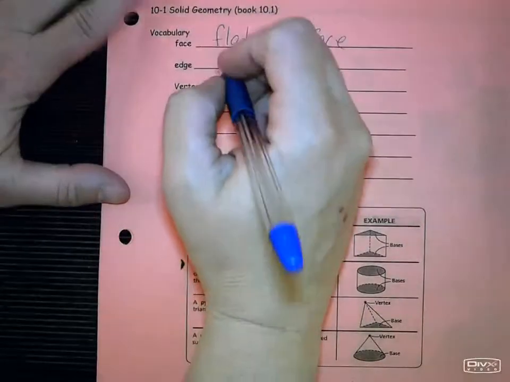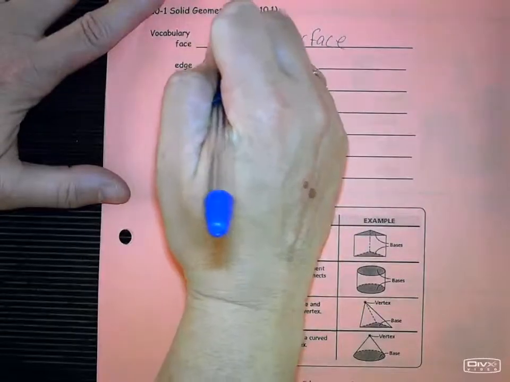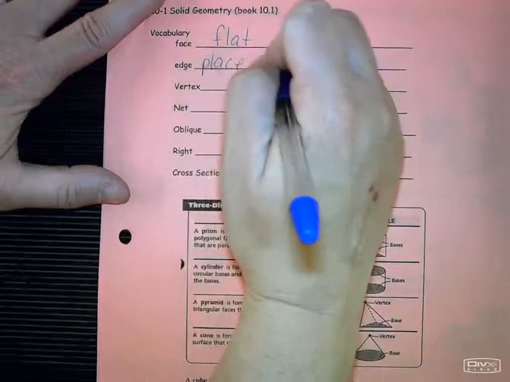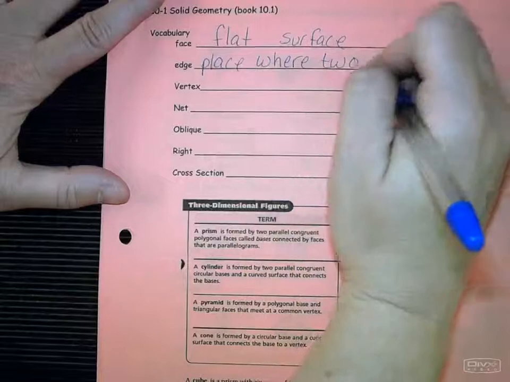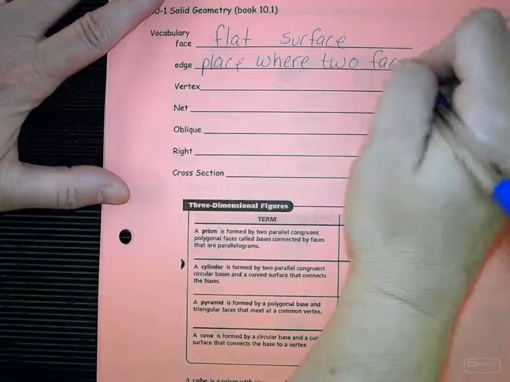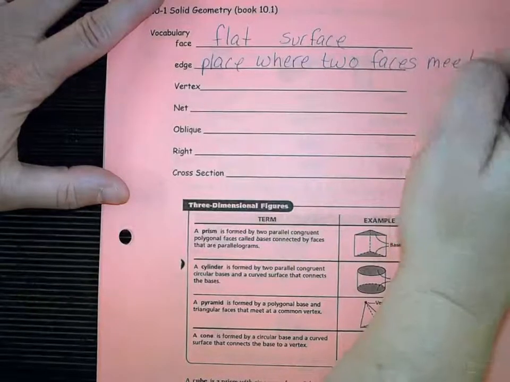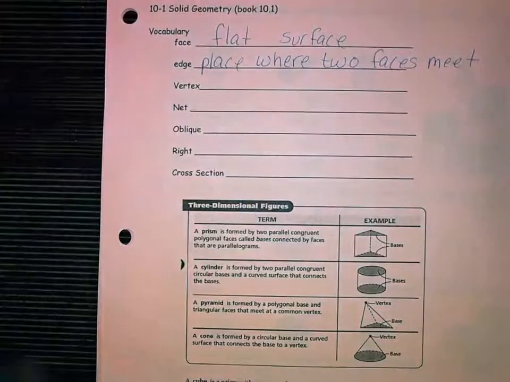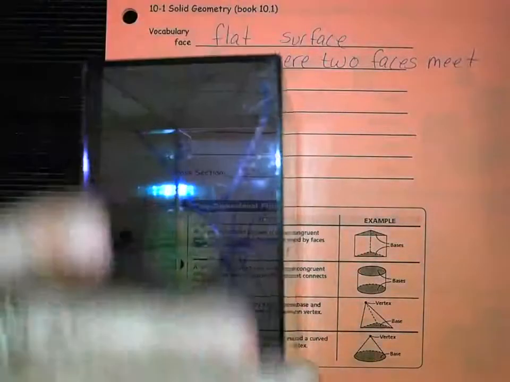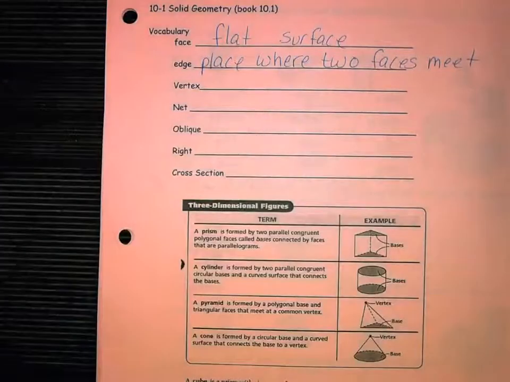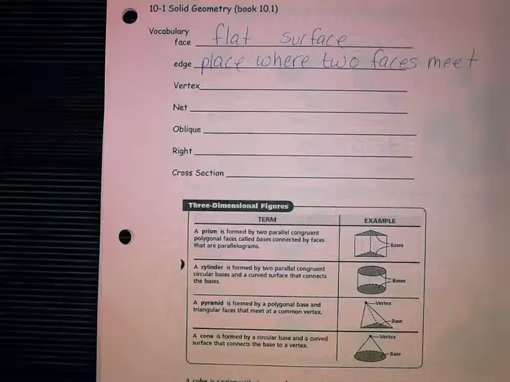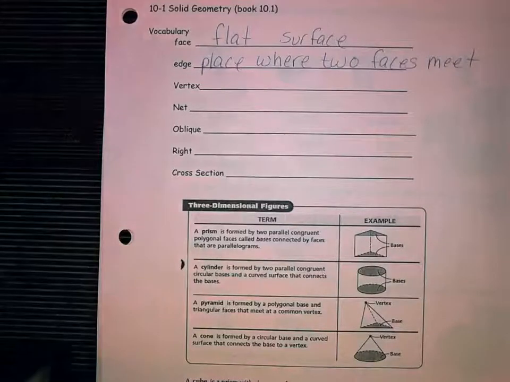An edge is the place where two faces meet. The place where two faces meet. So this is a flat surface, this is a face. Your edge then is right here. It's like a segment where two faces meet. So there's your edge.